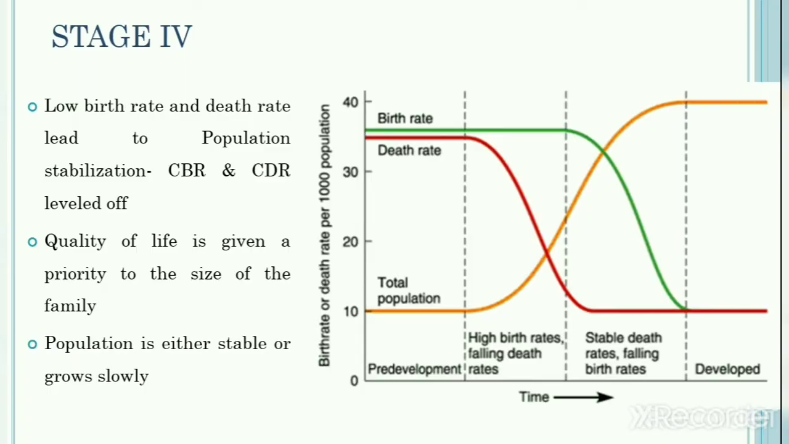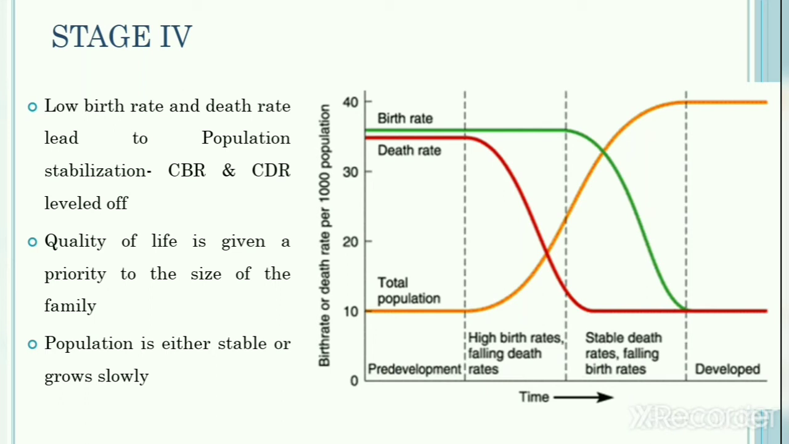Now let's look into stage 4. In the fourth stage, a low birth rate and a low death rate lead to population stabilization. This means that the crude birth rate and the crude death rate both leveled off at a very low rate. The mortality is slow and stable, and the fertility is also low, but a little bit fluctuating. In this stage, the standard of living of the people becomes very high as a result of rapid economic development. The quality of life was given more priority than the size of the family.